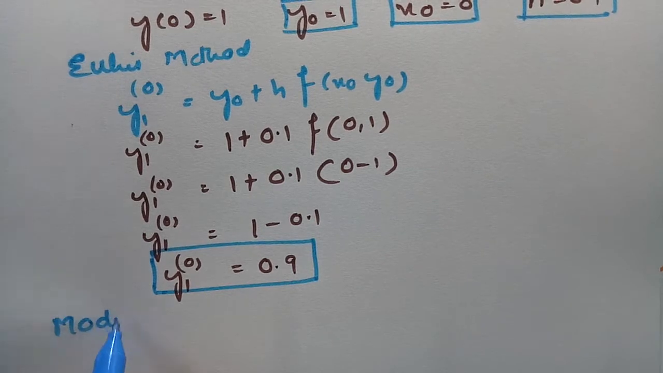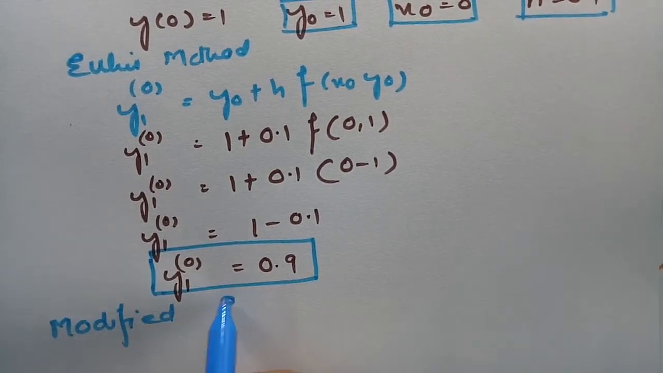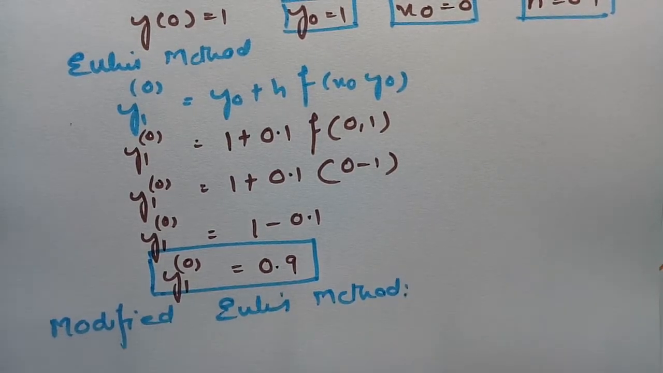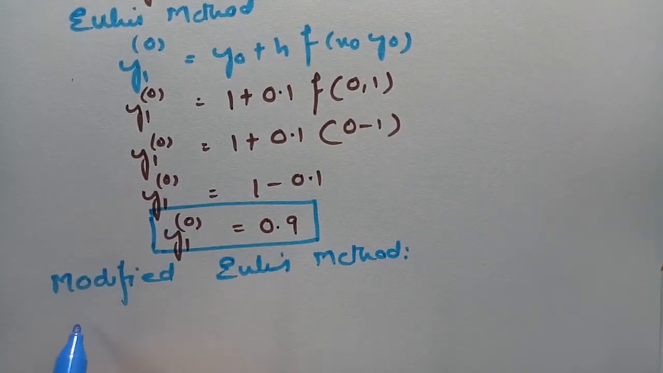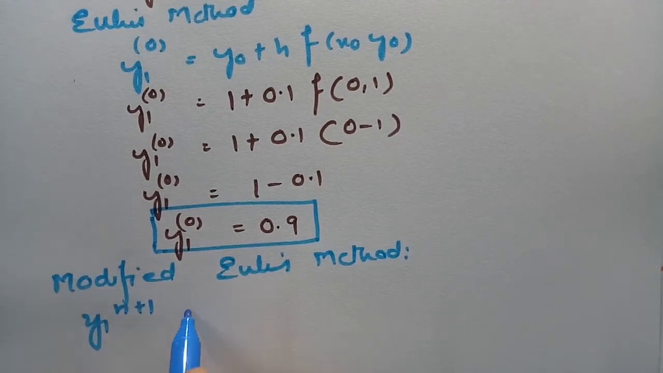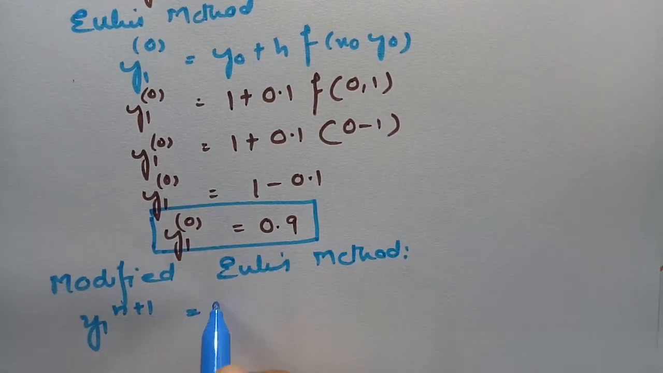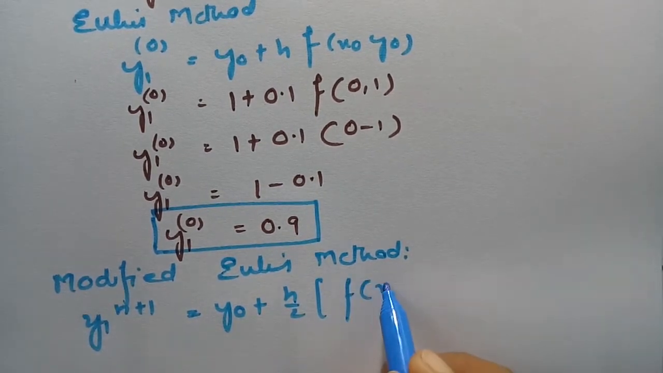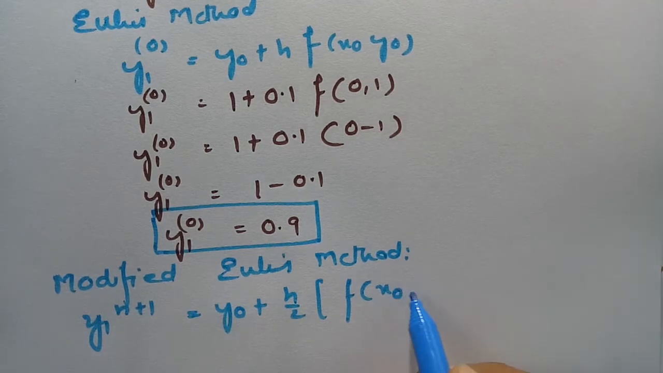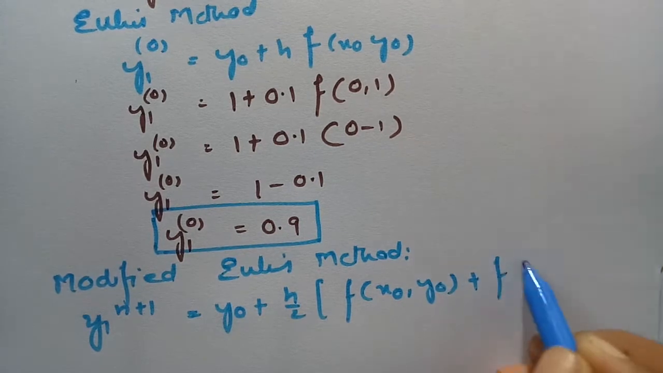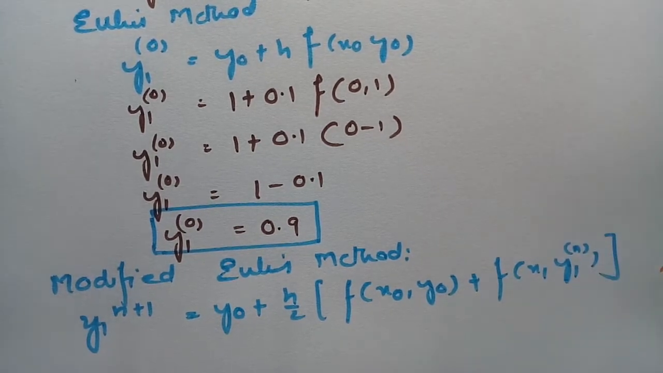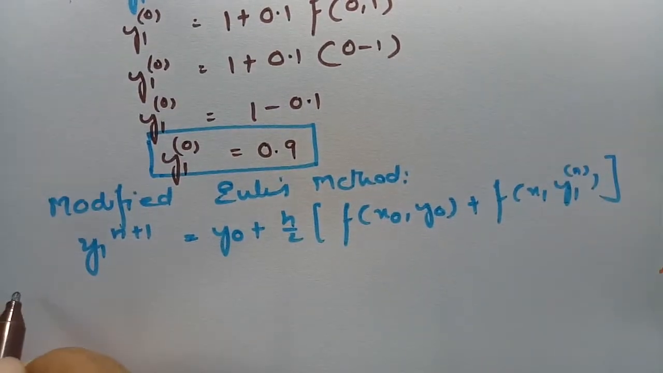So this is modified Euler's method. According to this method, the formula is y1 at n plus 1 is equal to y naught plus h by 2 times f of x naught, y naught plus f of x1, y1 at nth iteration. First of all, I am going to keep n is equal to 0.